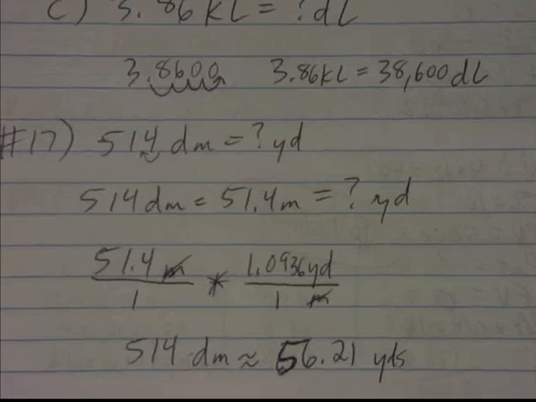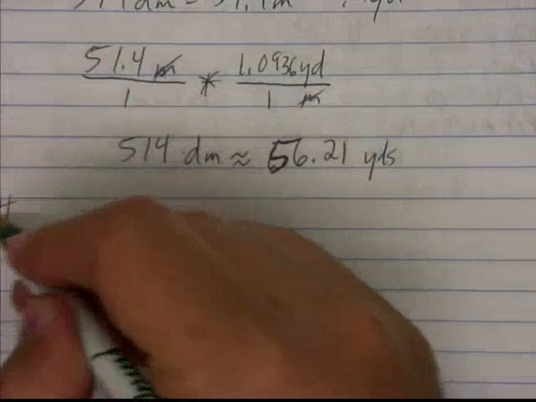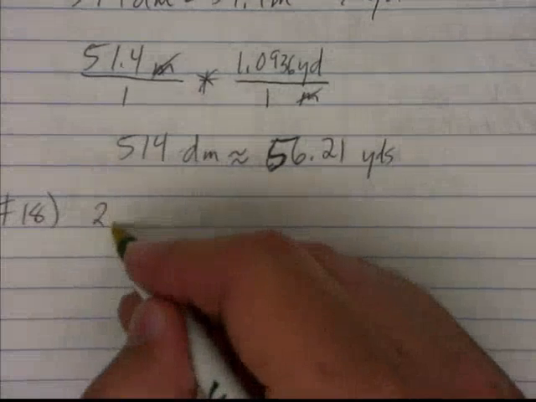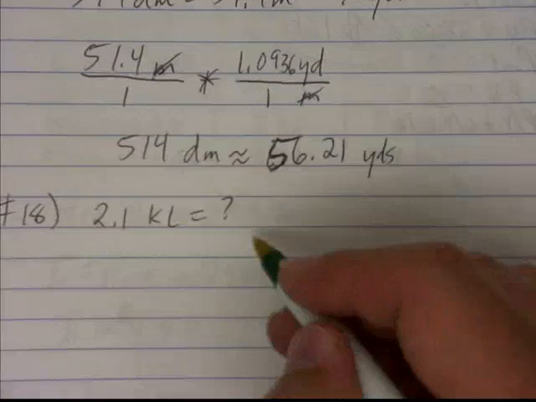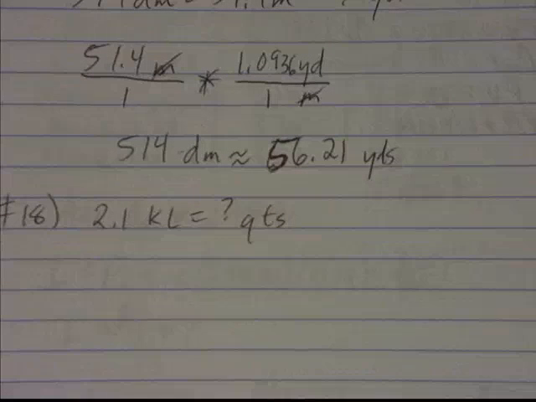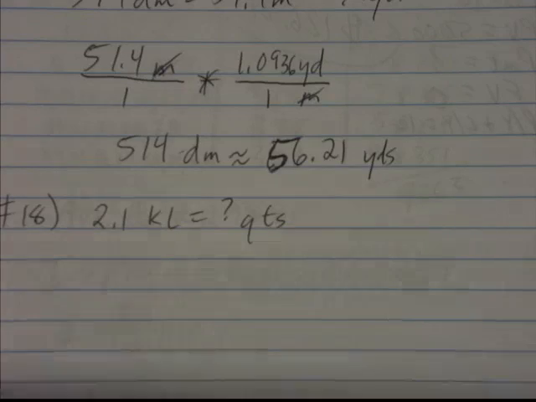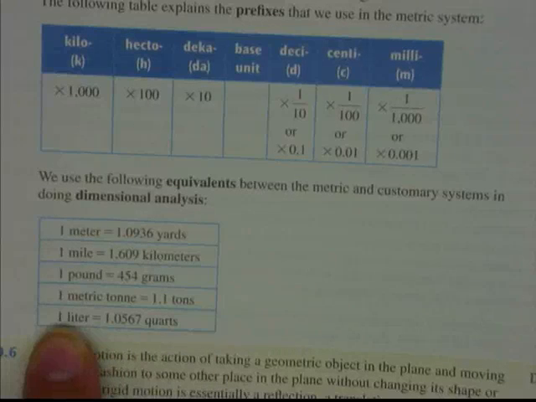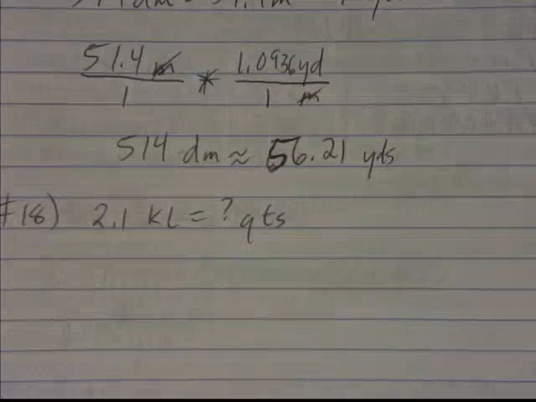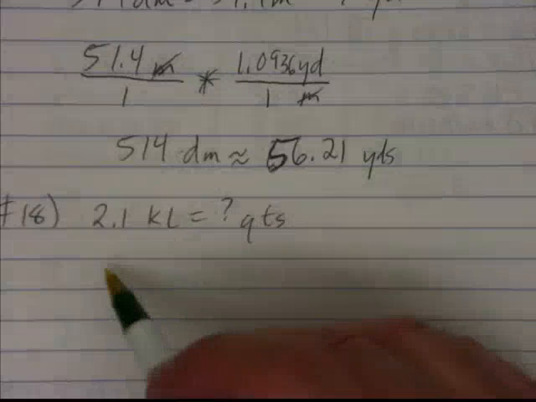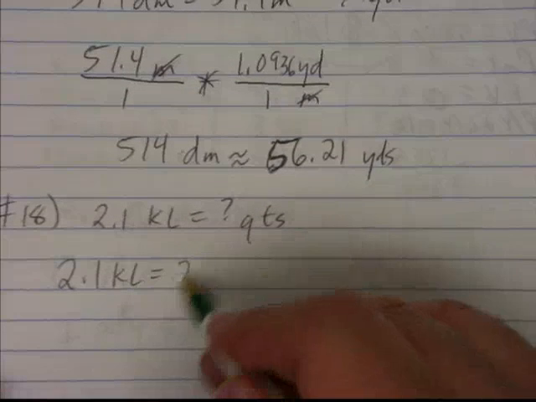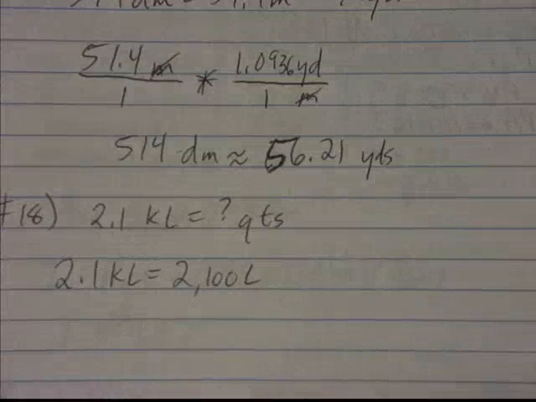Now the last one from this review is number 18. On number 18, we want to convert 2.1 kiloliters into quarts. So if we go back to the other page, we want to see what we have in relationship between quarts and something else. And what we have is quarts related to liters. So the first thing I need to do is change the kiloliters into liters. Remember, kiloliters into liters is going to be move the decimal 3 places to the right. So 2.1 kiloliters equals 2,100 liters.